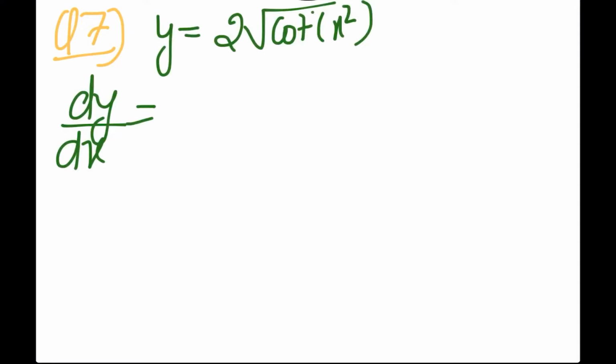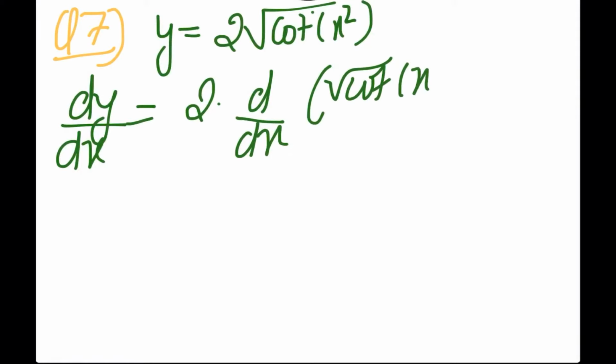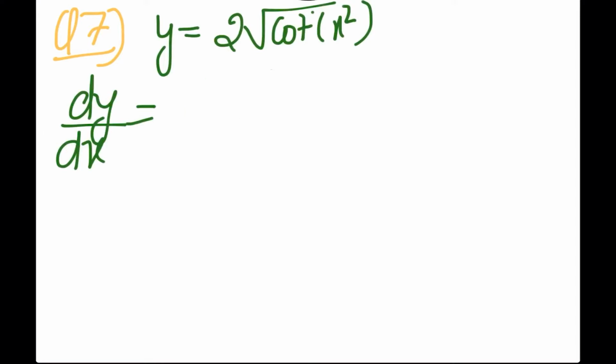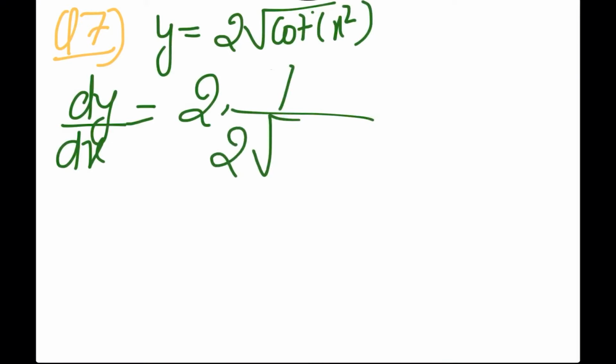Fine. So this becomes 2 is a constant, so I just take the 2 out because it's a constant in multiplication. Then I will differentiate d dx of under root cot of x square. Now just wait a minute, I have just done this case in the previous question, so I'll just write it in a simpler way. I can write it as 2 into 1 upon 2 under root cot x square.